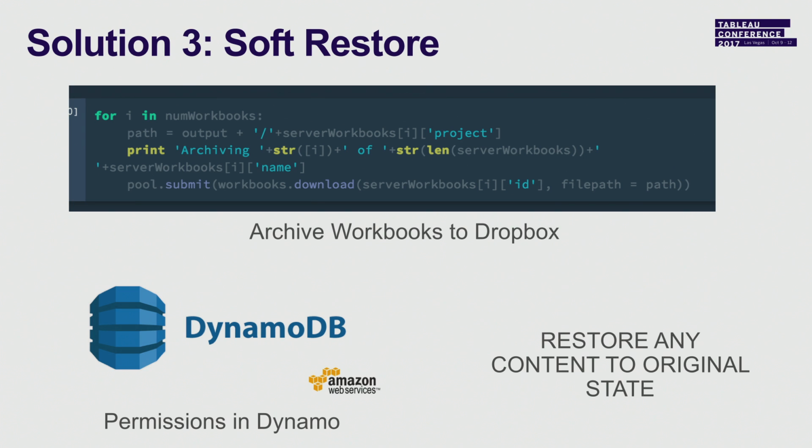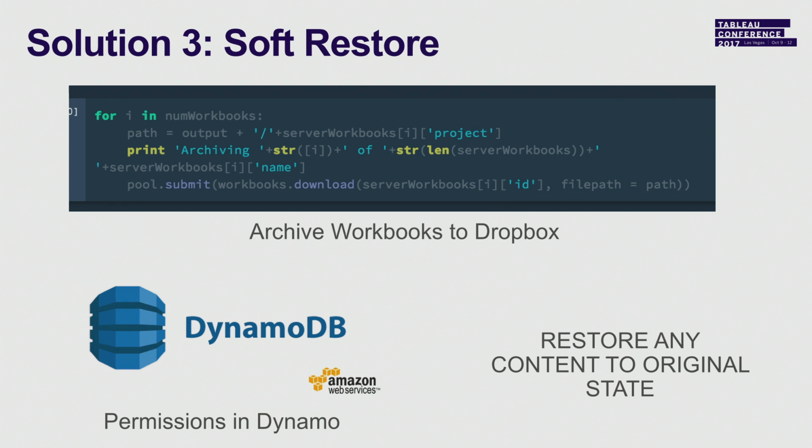The last piece is we store all of our permissions in Dynamo. For those of you who don't know, Dynamo is a database that lives in AWS. It's very high performance for reads and writes. It's not an aggregate database like SQL, but it allows us to store attributes about workbooks. So we have the workbook name, which is the primary key for searches. We have the LUID for REST API calls. We store the owner, the permission, when it was created, and when it's going to expire.